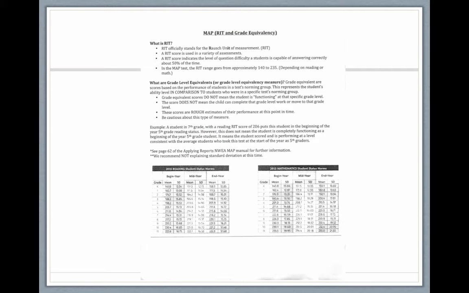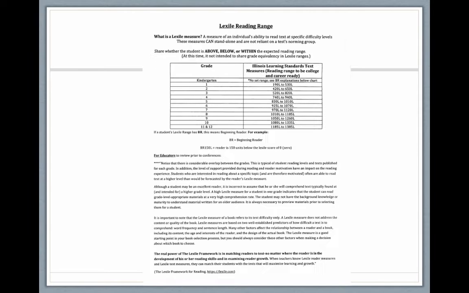The next sheets that the Teaching and Learning Department have created are for educators only. This sheet and the following sheet are not to be printed and given to parents. This is for educators to read about and learn so they have the information needed to explain the report to parents. This is the second sheet. It's all around the Lexile reading range, and again, this is only for educators. It is not intended to be printed for parents.